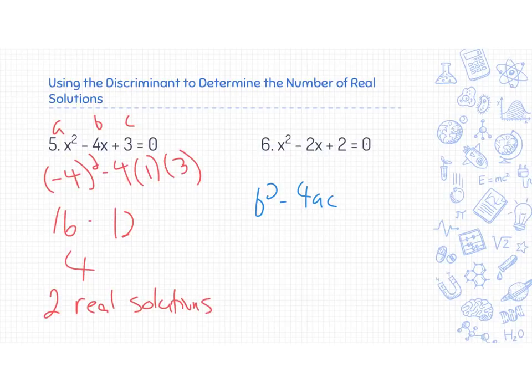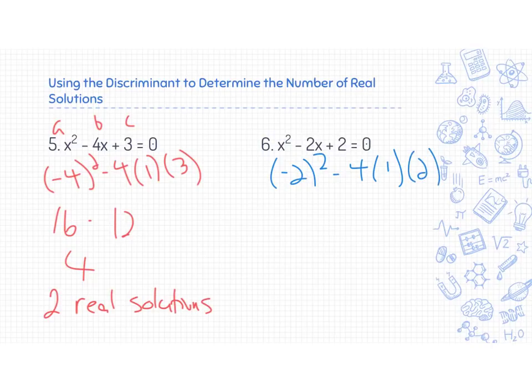Now looking at number 6 here, same idea. I have my a, b, and c. So this time is negative 2 squared minus 4 times a, which is 1, times c, which is 2. So negative 2 squared is 4. 4 times 1 is 4, times 2 is 8. So 4 minus 8 is a negative 4. And when it is negative, we have 0 real solutions.